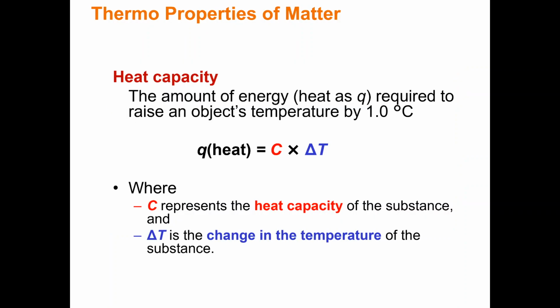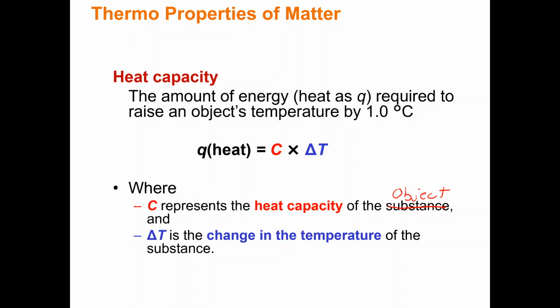Okay, so now we're going to get into applying some of these ideas, learning some new definitions, and getting into some equations. The first thing here, heat capacity. This is the amount of energy, in other words Q, required to raise an object's temperature by 1 degree C. So we can set up this equation: Q is equal to C times delta T. Here C is the heat capacity of an object.